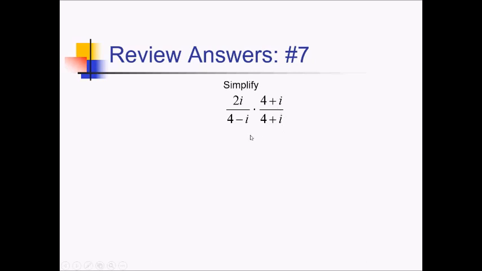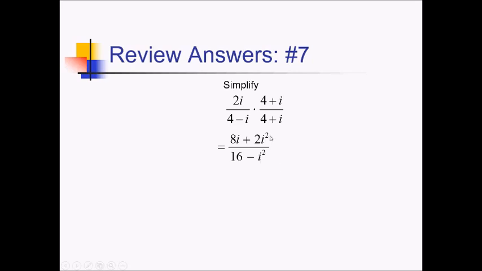So now in the numerator, we're going to do some distributing. 2i multiplied by 4, giving us 8i. And then 2i times i is going to be plus 2i squared. In the denominator, we've got basically a minus b times a plus b. So we can use our a squared minus b squared shortcut for this. 4 squared is 16. i squared is, well, just i squared, and we're going to subtract that.